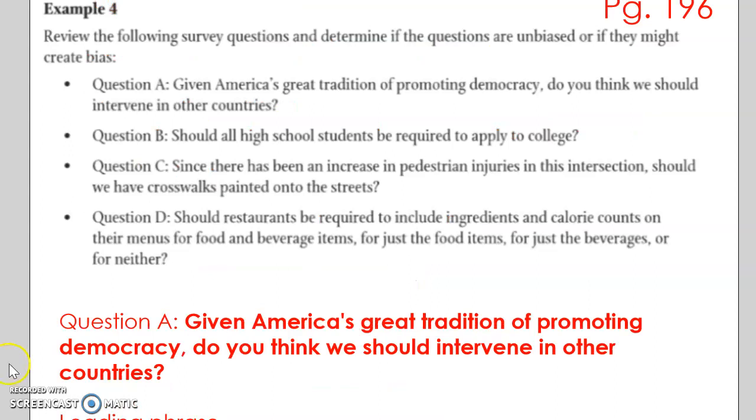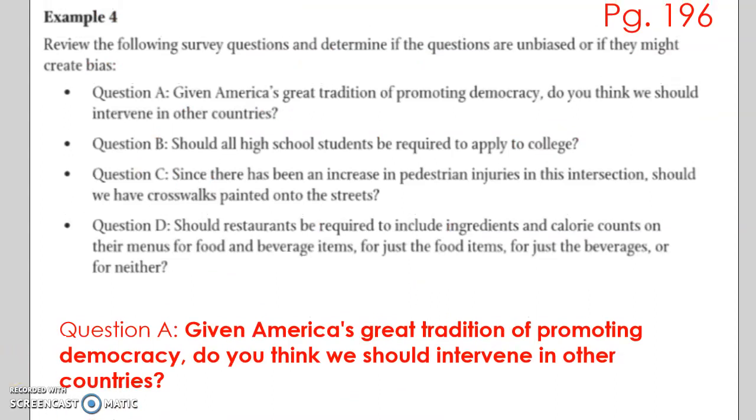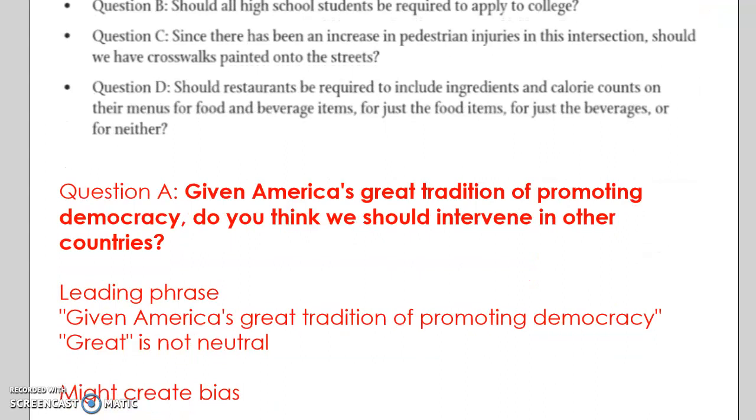Okay, in example 4, which is on page 196, basically you are given these 4 statements or questions, and we want to determine whether or not they might be biased in any way. So question A, you can of course read it, but the fact that it says giving America's greatest tradition, that can create a bias. The term great is not neutral.